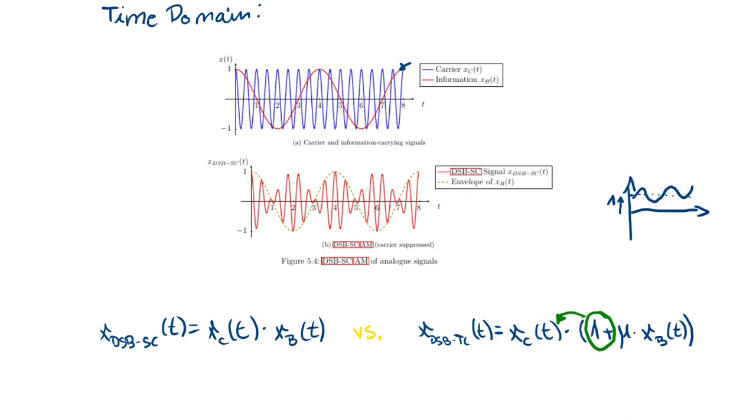And if you have a look at the mathematical description of the double sideband with suppressed carrier modulation, this +1 is missing. So the information is directly multiplied with the carrier. And this is the result. The information is not directly located in the envelope, which would look like this here. This is our envelope now of the modulated signal. This is not the case.